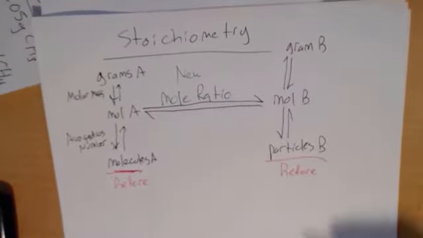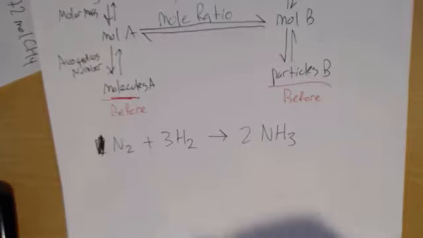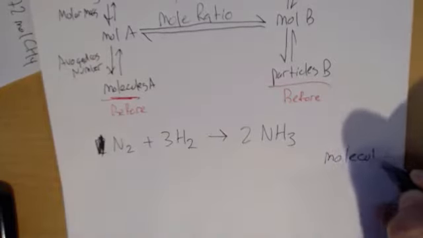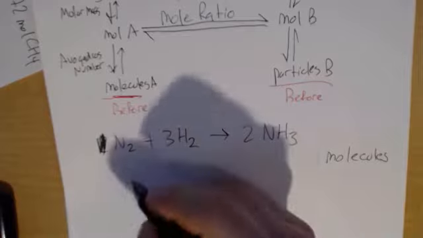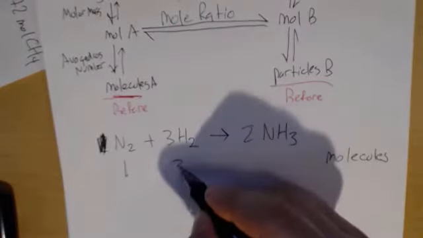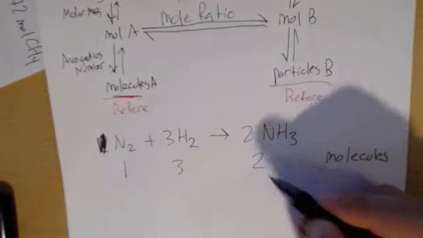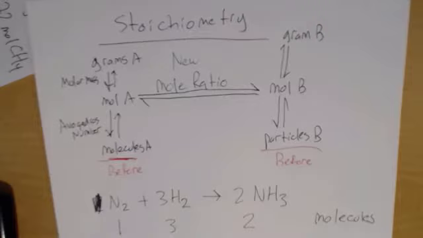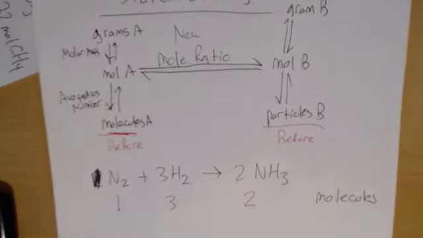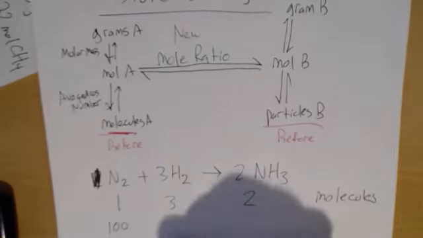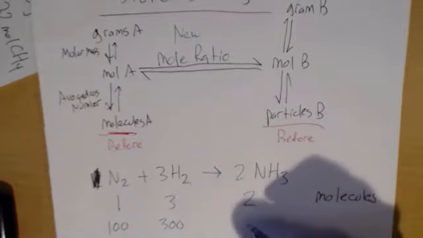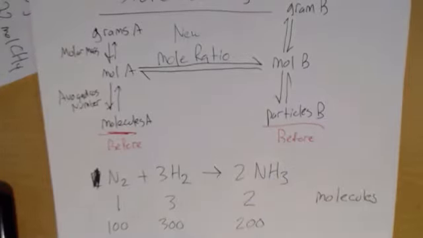Let's use an example. In this relationship, I can look at molecules, just like we did before. So this balanced equation says 1 molecule of nitrogen reacts with 3 molecules of hydrogen to make 2 molecules of ammonia. Would you agree? What if we had 100 molecules of nitrogen? How many hydrogen would react with it? 300, exactly right. And I would expect 200 ammonia to form, correct?